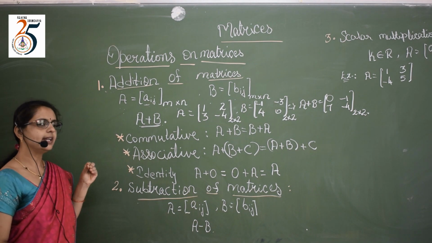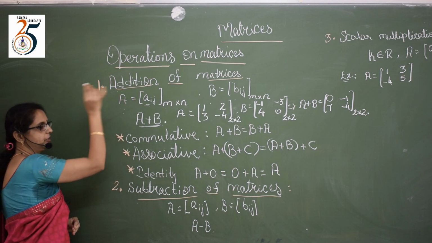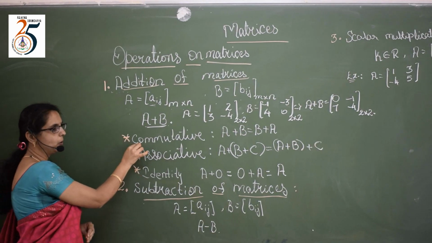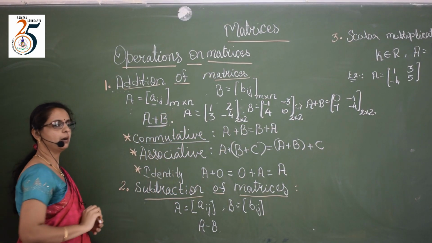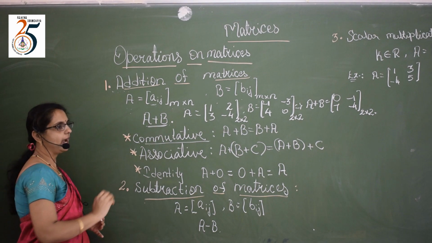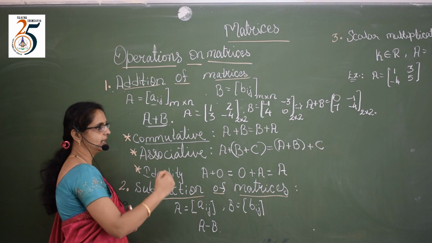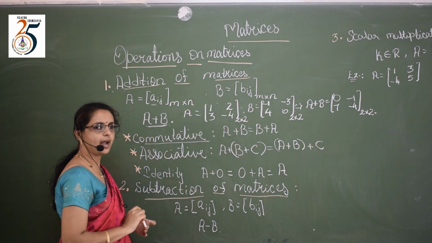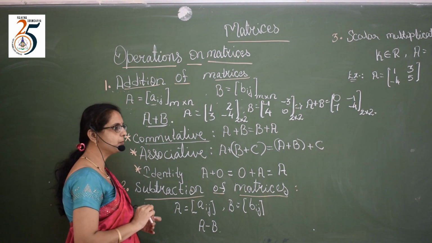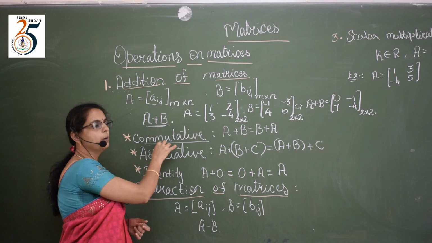With this, let us see a few properties on addition of matrices. The first property is the commutative property. What do you mean by commutative property? If I add A plus B, I am getting that result. Vice versa, if I add B plus A, then also I will get the same matrix itself. Such a property is called the commutative property.